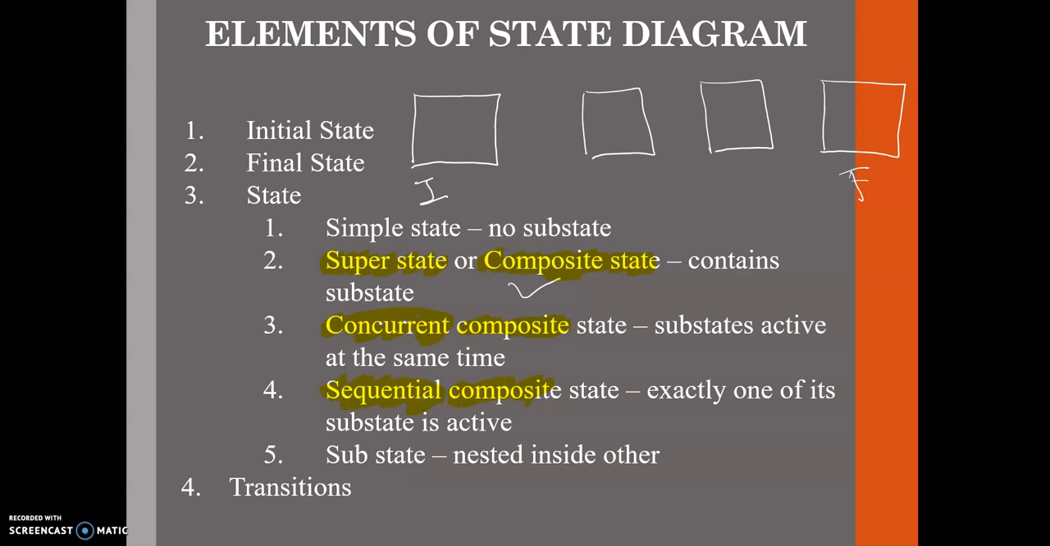Composite states means to reach the final state, I need multiple states. For example, an ATM machine. If I say I want to withdraw money, the initial state is my idle machine and I don't have money, and my final state is cash in my hand. But in between, multiple states are there.